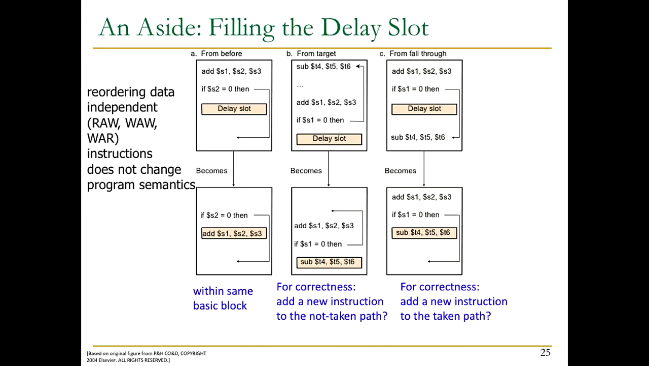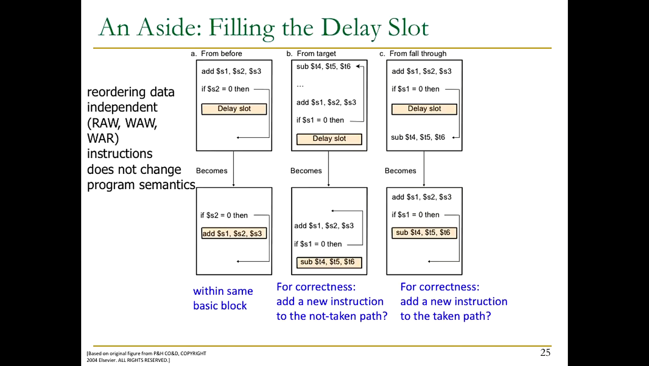Let's look at the code optimization a little bit also. This is really an aside. As I said, this is just to give you a little bit more information. Basically, you can fill the delay slot from instructions from before, meaning the same basic block or previous. You have this delay slot over here. You can move this instruction over here into the delay slot, assuming it's data independent. So this is movement within the same basic block. This is actually easy to do.